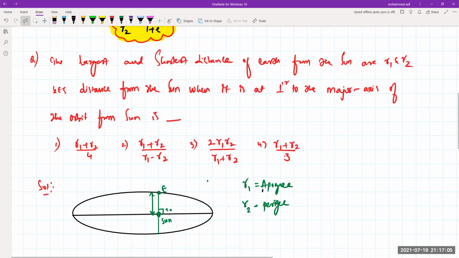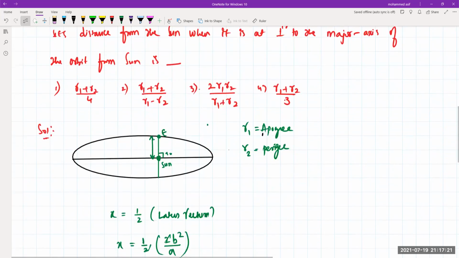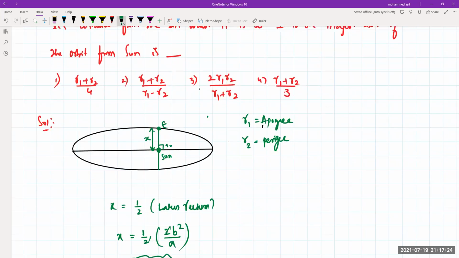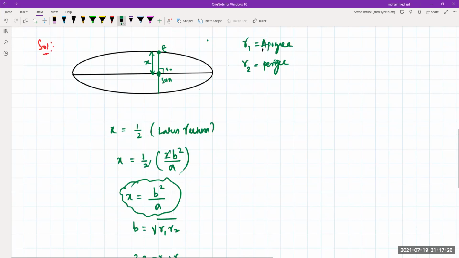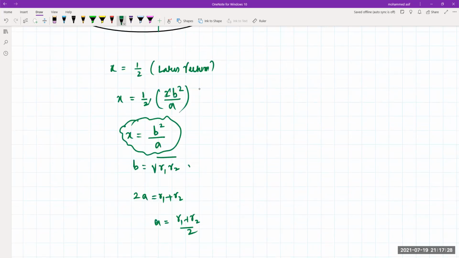So when it is perpendicular to the major axis of the orbit, the distance from the Sun, the largest as well as the shortest distance of the Earth from the Sun are given as R1 and R2. Its distance from the Sun when it is perpendicular to the major axis of the orbit, say for example X, X value is equal to B square divided by A. I know the value of B, I know the value of A. So now can I get the value of X, beta?